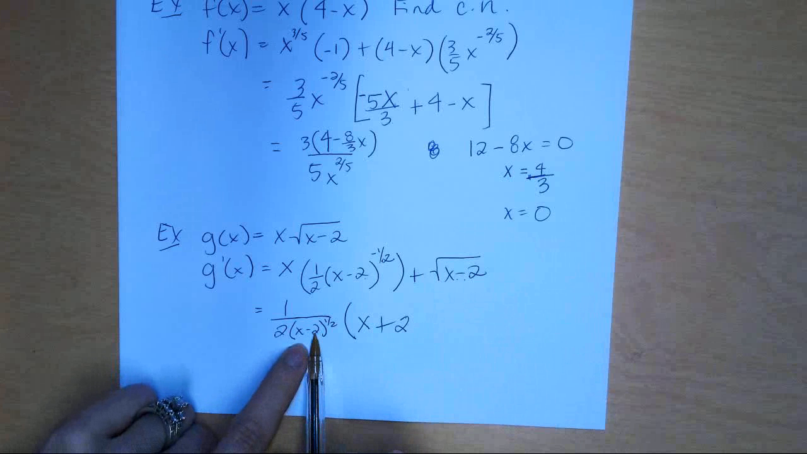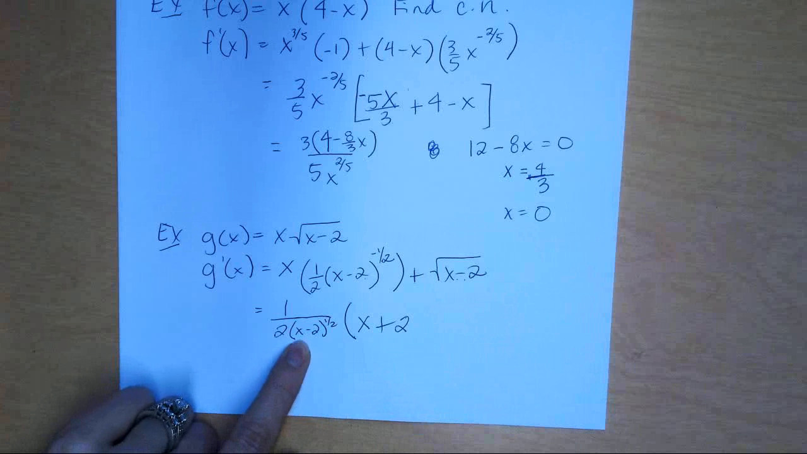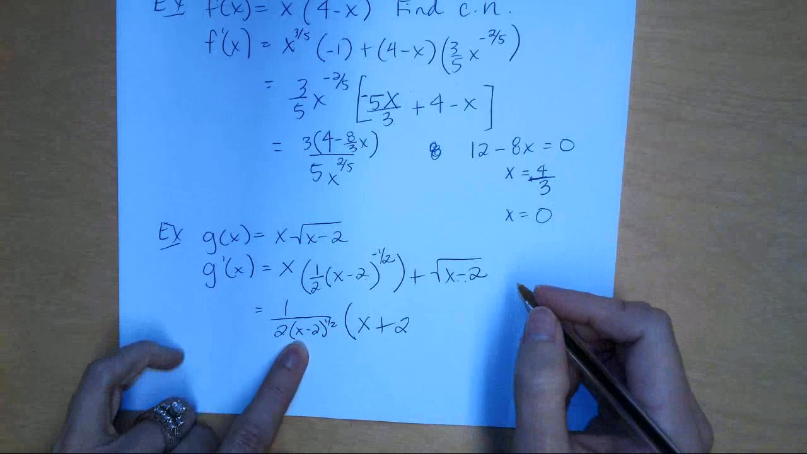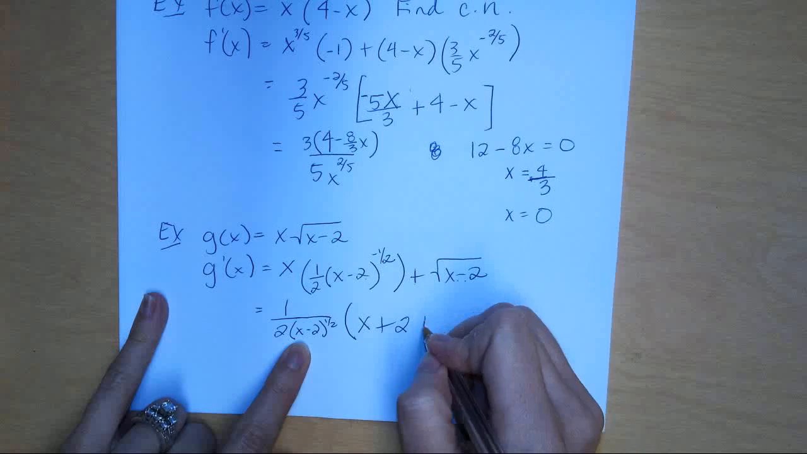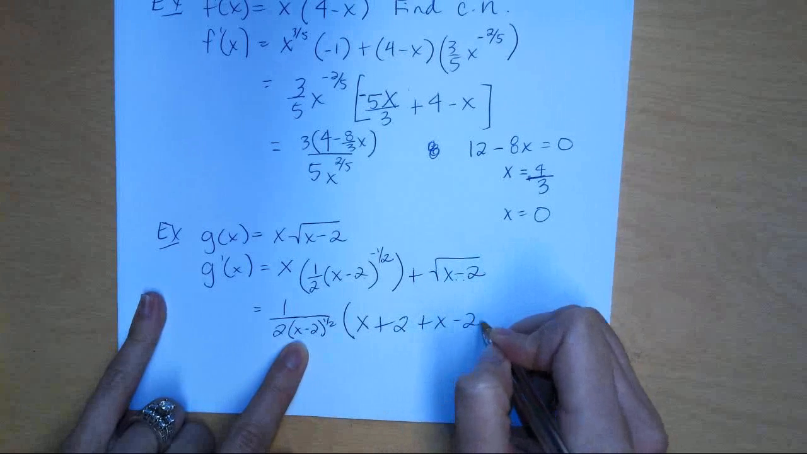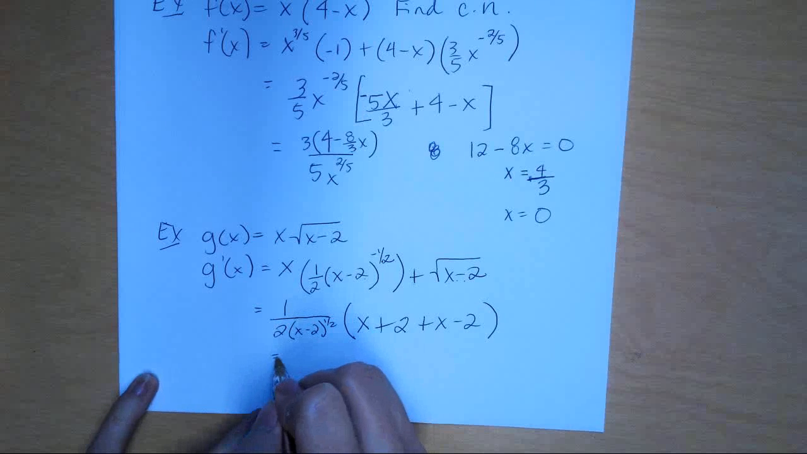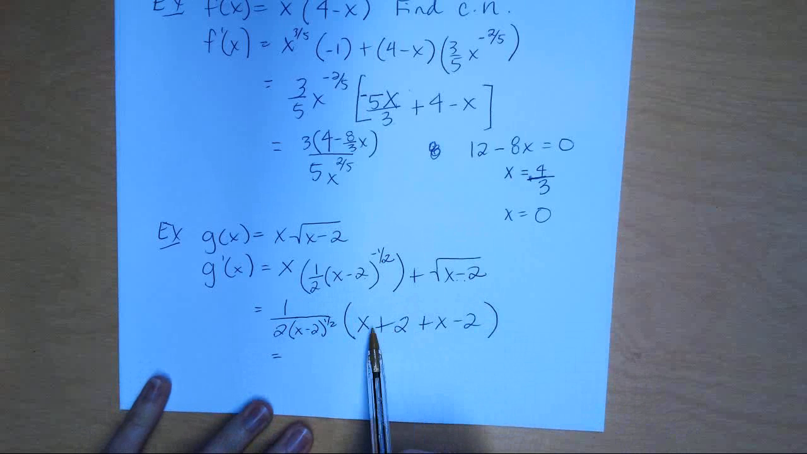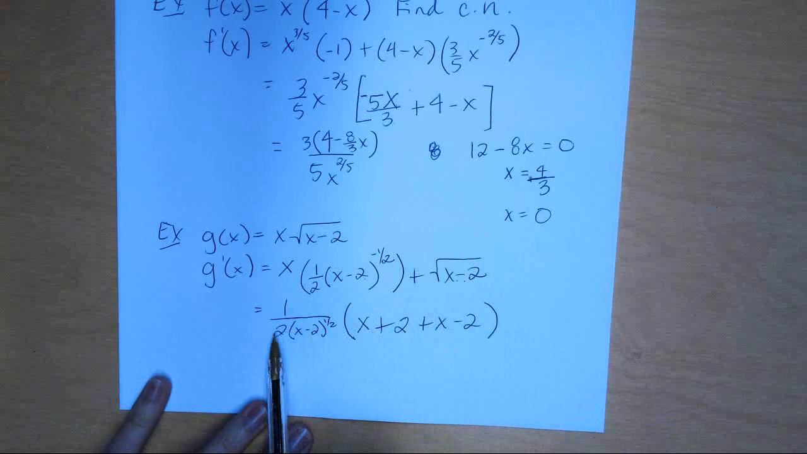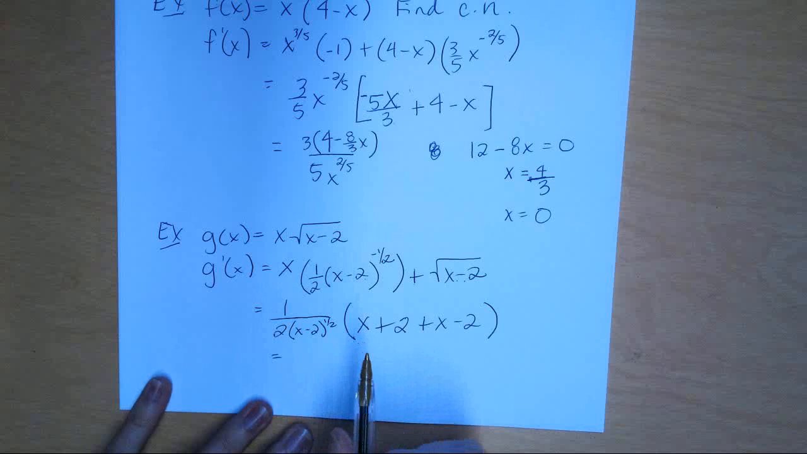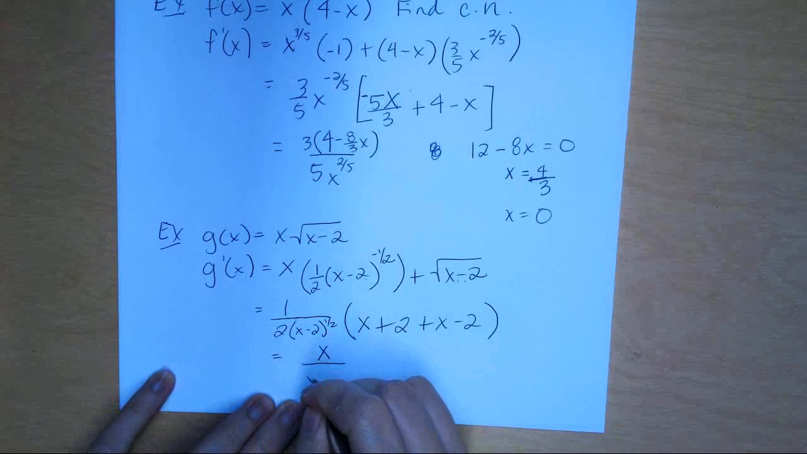This was (x minus 2) to the negative 1/2. So what do I have to add to negative 1/2 to get positive 1/2? Just 1. So this is just going to be plus x minus 2. Okay, that's going to give us 2x on the top, but I already have this 2. So that's just going to be x over (x minus 2) to the 1/2.